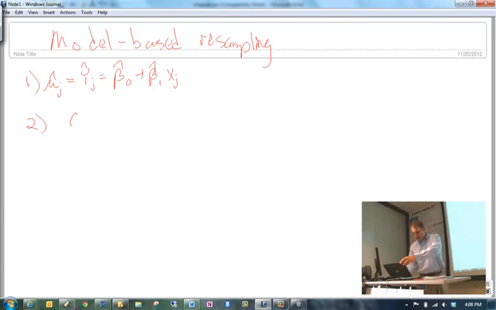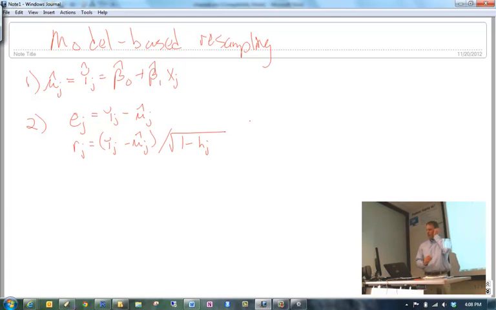And so we can form our regular old residual, let's call it e sub j, where we take y sub j minus mu hat sub j. Then we can also talk about a modified residual, which now incorporates part of the hat matrix. And the reason why we do that is so that we get a residual that has the same variance.